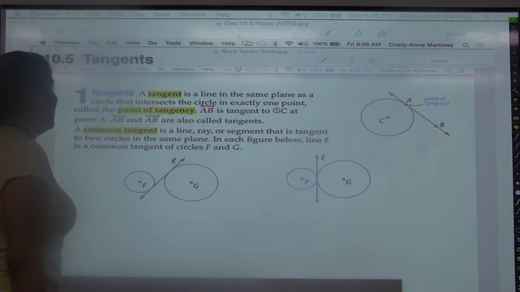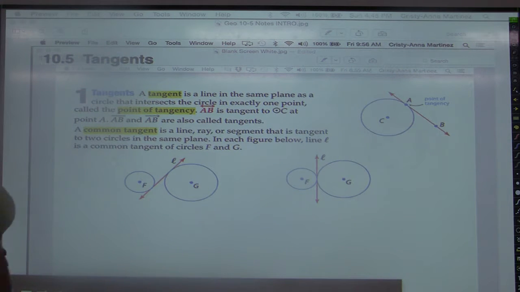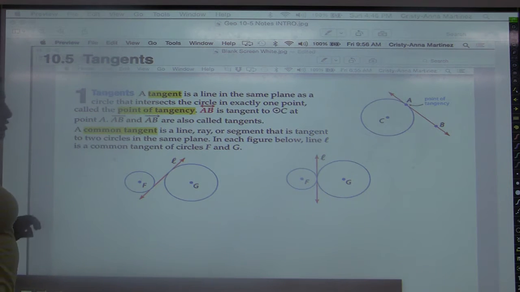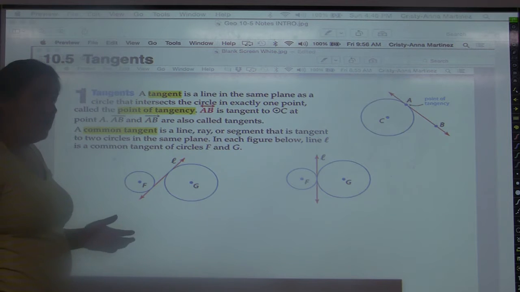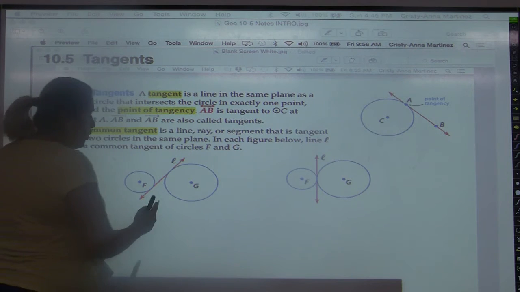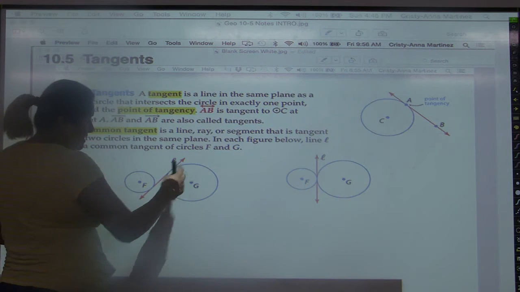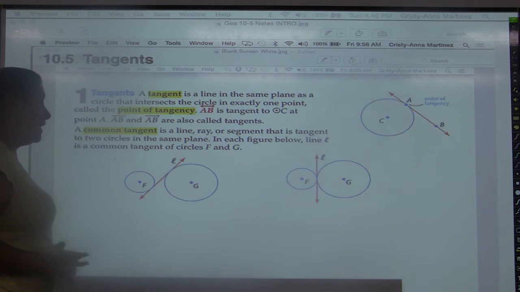A tangent is a line in the same plane as a circle that intersects the circle in exactly one point. So basically, unlike a chord that we've done in the past, where a chord will go through the circle and enter the circle in 2 points, it'll intersect here and here, for example. A tangent line only touches or intersects the circle once.